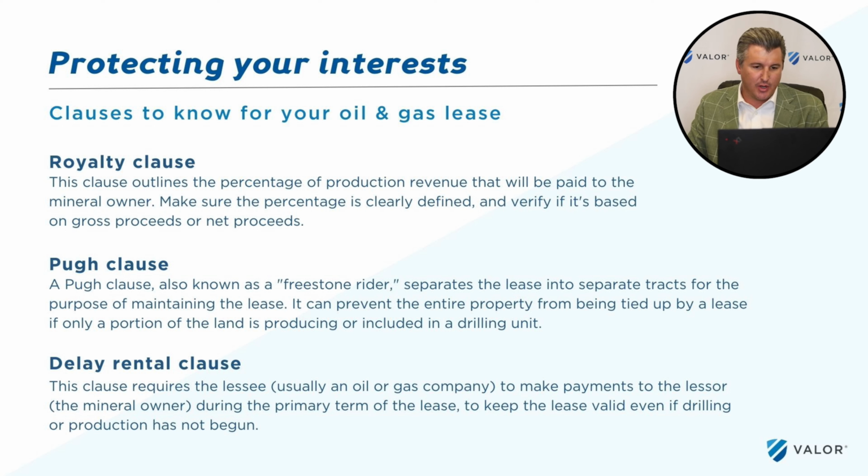Pugh clause, also known as a freestone rider, this separates the lease into separate tracts of land for the purpose of maintaining the lease. It can prevent the entire property from being tied up by an oil and gas lease by drilling just one well. So you want to have this clause in your lease so that there is continuous development throughout a specified period of time, and before that property gets released back to you, and gives you the ability to go back and sign an additional lease, make more additional bonus money, and then renegotiate those terms and royalty interest. If this is something that was done years ago at a 3/16, you might now be able to get a 1/5 or a quarter royalty.